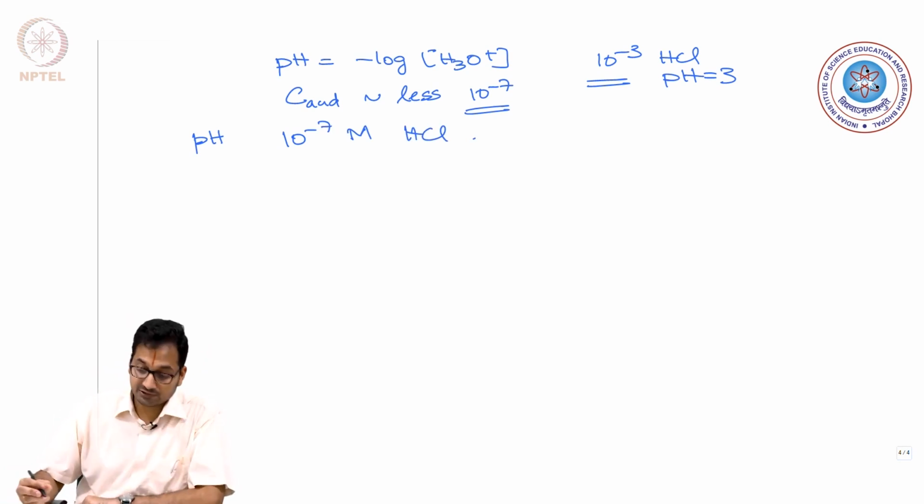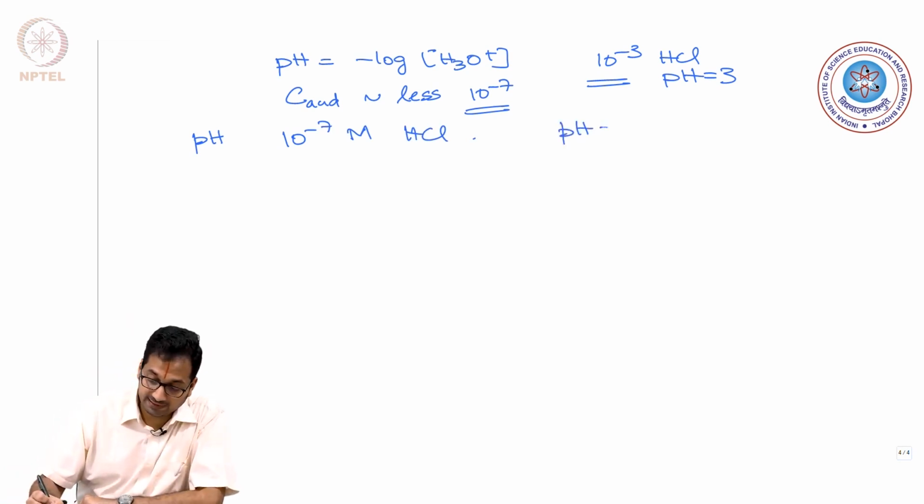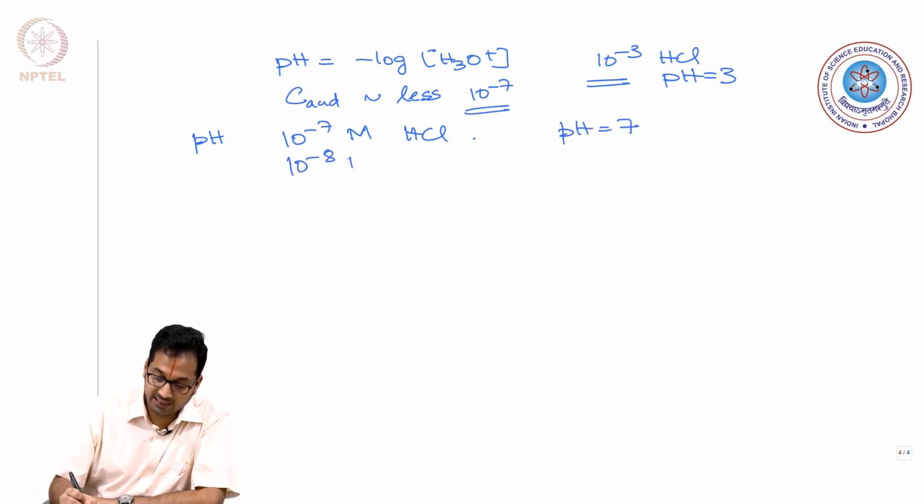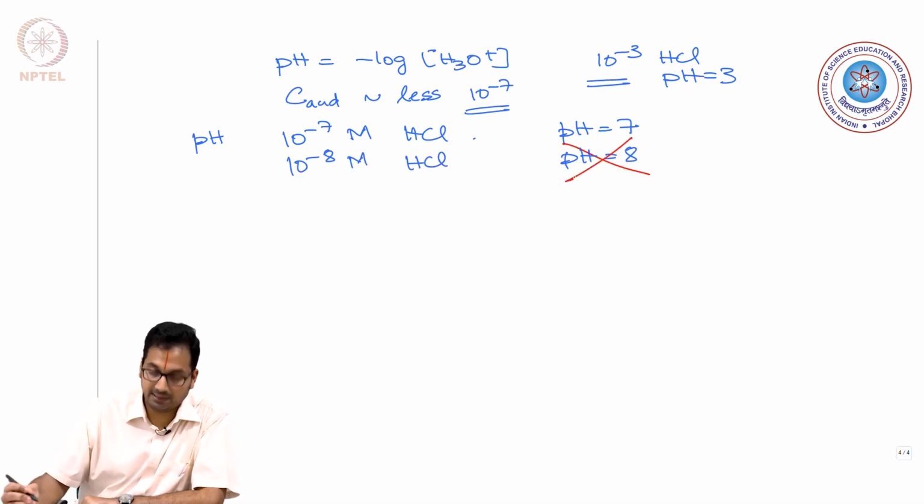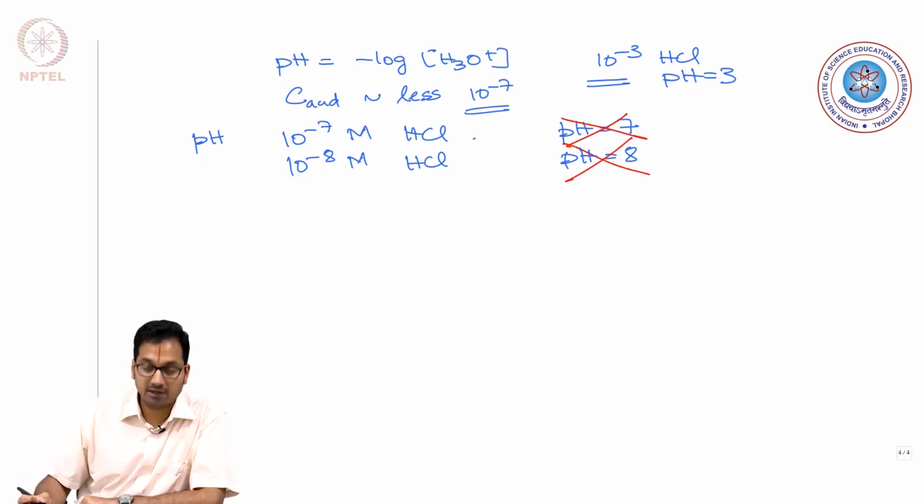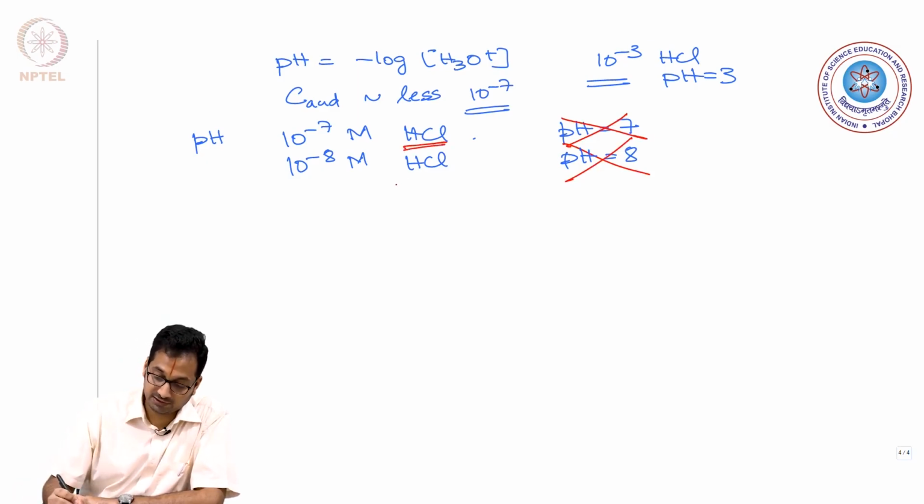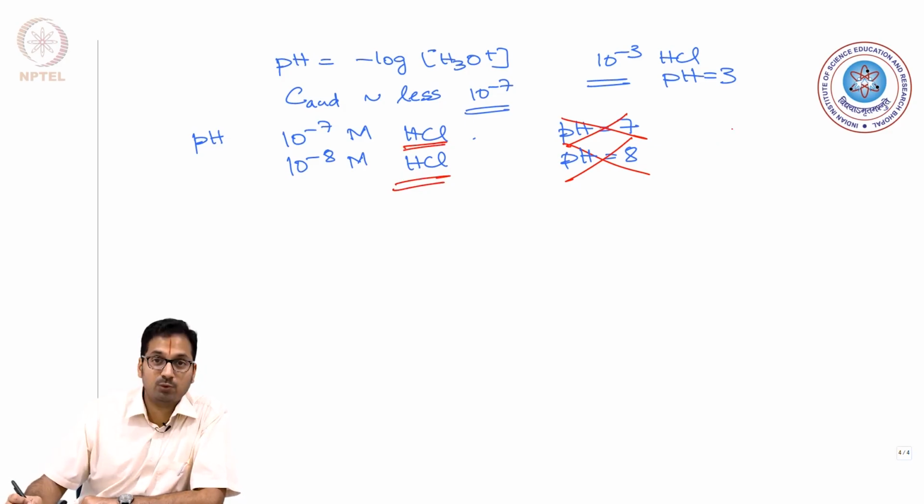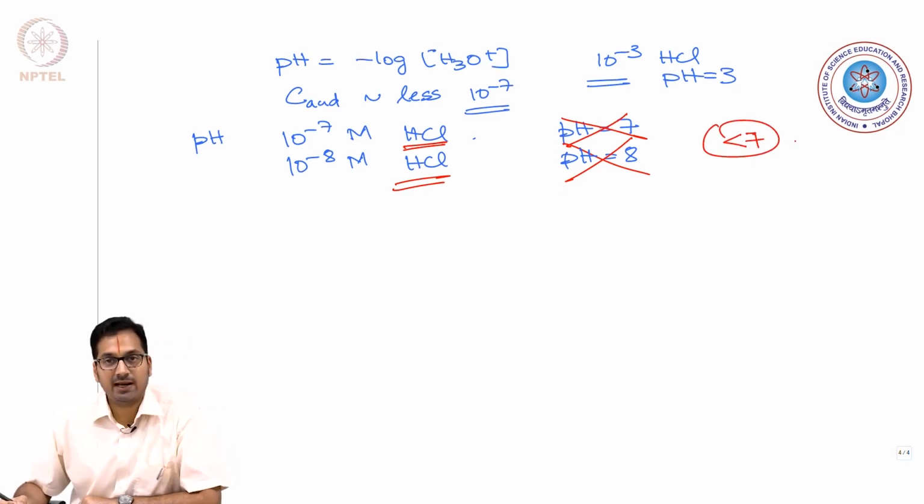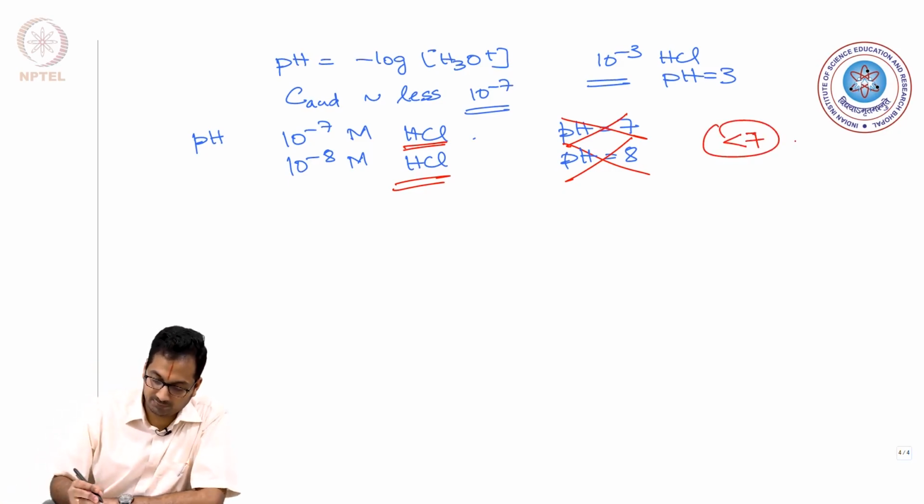It is very tempting to say the pH of this solution is 7. To stress this point, let's say you have a 10 power minus 8 molar HCl, it's very tempting to say the pH is 8, but this is not correct. You are able to realize that if you add an acid, the pH has to be less than the neutral pH, and at 25 degrees the neutral pH is 7, so therefore it has to be less than 7 units. So where are we going wrong? Let's take this problem stepwise.